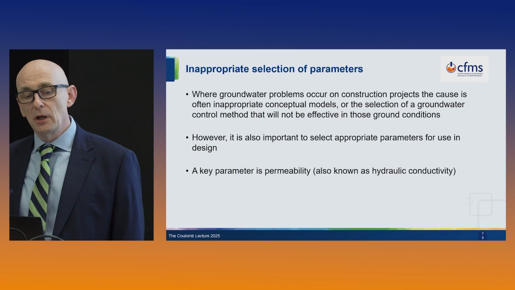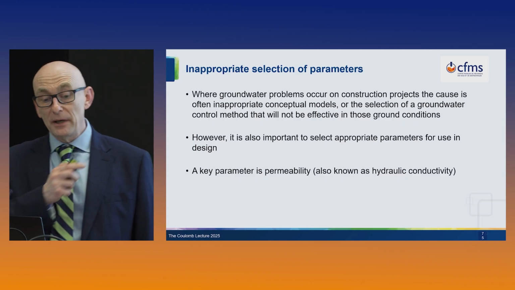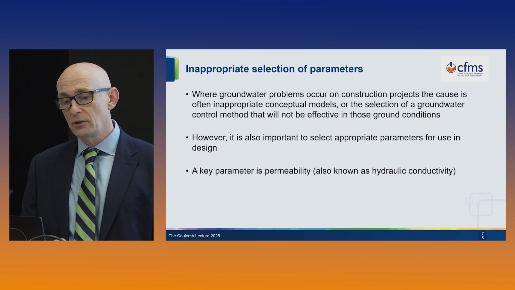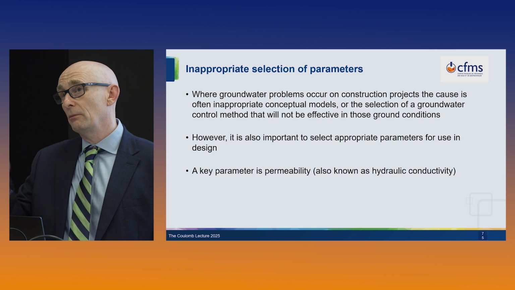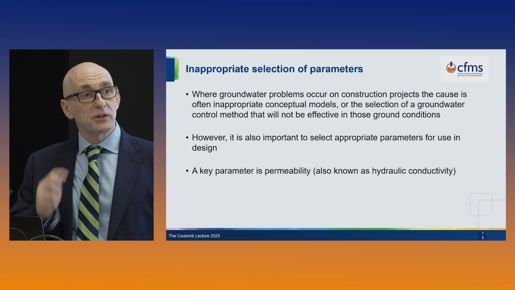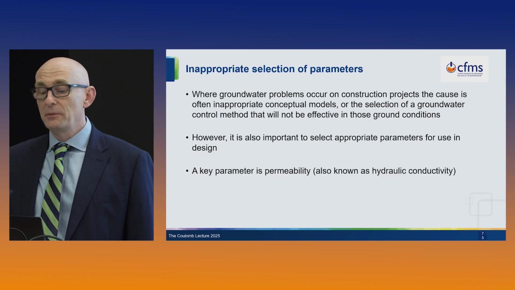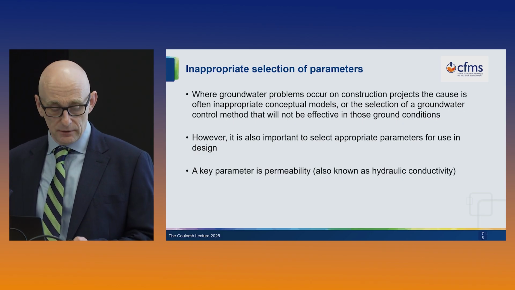And in my experience, for lots of the problem jobs in ground control, the root cause is either an inappropriate conceptual model, perhaps people don't understand where the groundwater is and so on, or it might be the use of a ground control method that's not appropriate for the groundwater conditions. But there are some cases where parameter selection has caused major problems. And the most obvious parameter to talk about is permeability, also known as hydraulic conductivity.